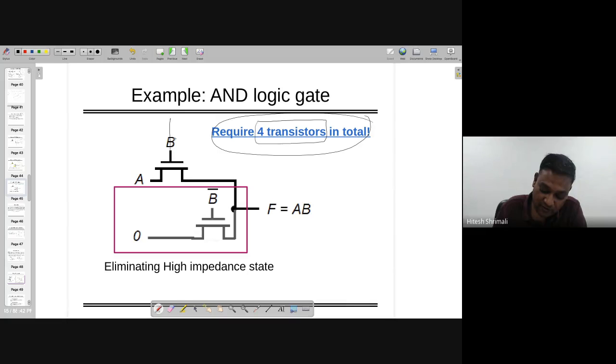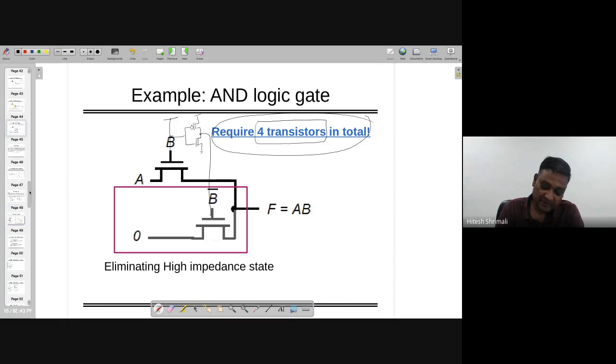We have to understand the fact that there are 2 more transistors coming from here, right? So total there are 4 transistors. So CPL, the pass transistor technique, requires 4 transistors to implement a 2 input AND gate. Similarly, you can make NAND gates. Similarly, you can make other gates also.